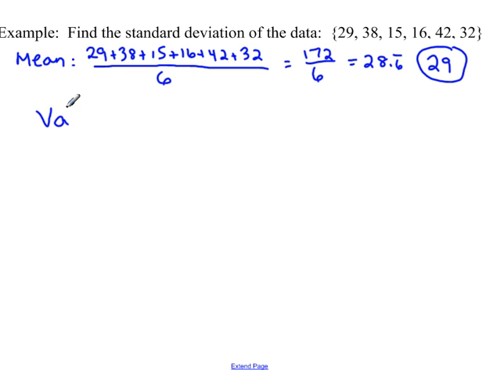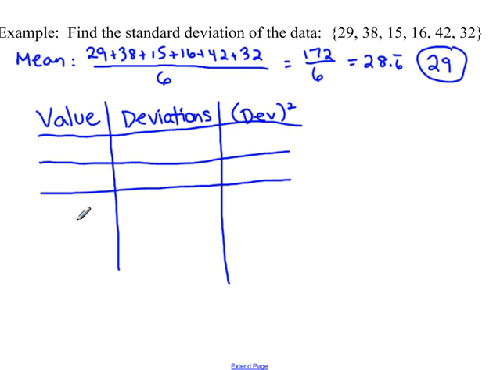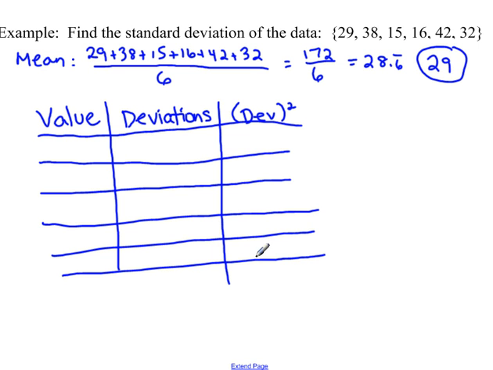Now you're going to create your 3-column chart. One column will say value, one column will say deviations, and the last column will be the deviations squared. Now make a row for each of your data values. So we have 6 data values, so create 6 rows. And I like to put my numbers in order. So the smallest number is 15, followed by 16, followed by 29, 32, 38, and 42.